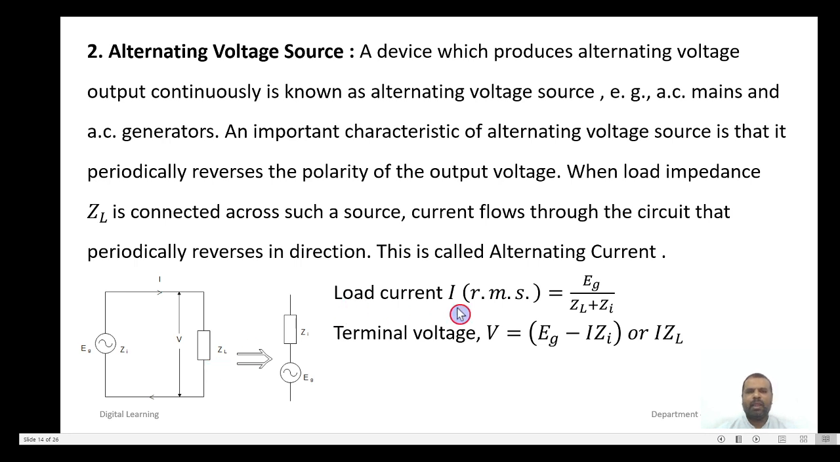Load current I RMS is equal to Eg divided by ZL plus Zi. Terminal voltage V is equal to Eg minus IZi, or IZL.